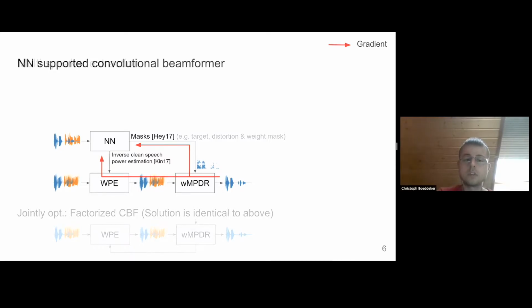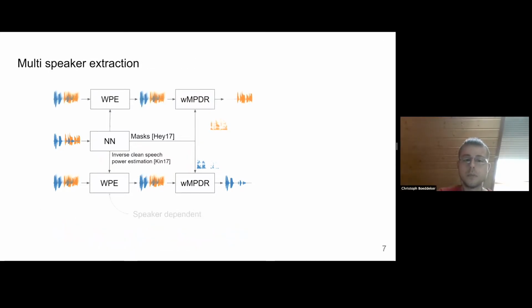When we now want to extend the system to multiple speakers, we have to add a second WPE block and a second beamformer block, and this then extracts the other speaker. The important point here is that WPE is speaker dependent, and the neural network has to estimate the inverse clean speech power of the desired speaker.